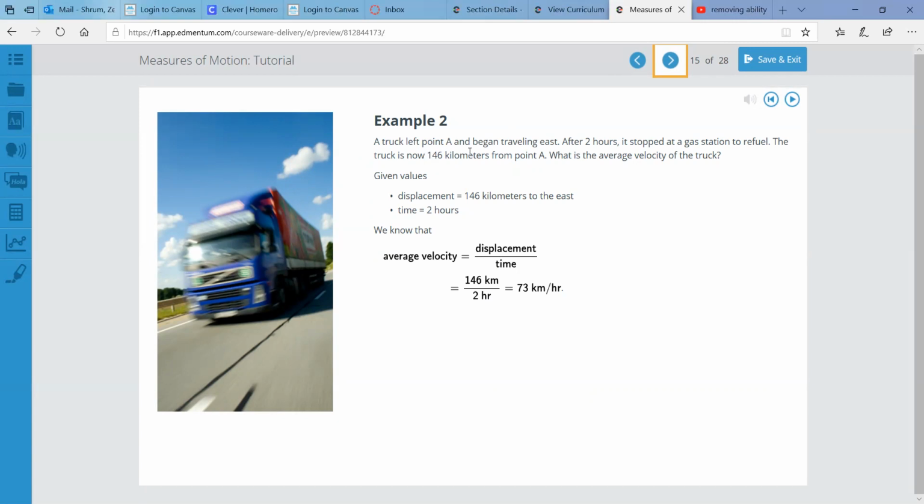So we're given the displacement, 146 kilometers from where it started, and the time, 2 hours. So we have average velocity equals displacement over time. 146 over 2, 73 kilometers per hour.